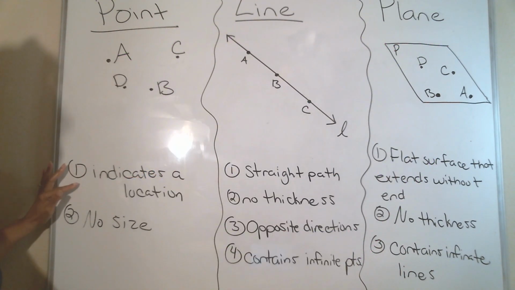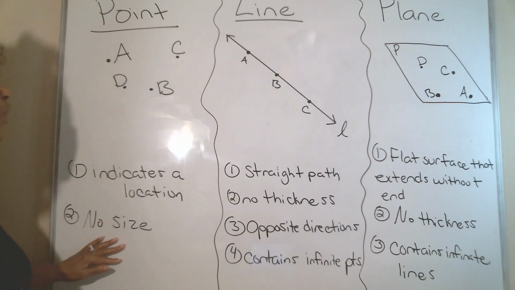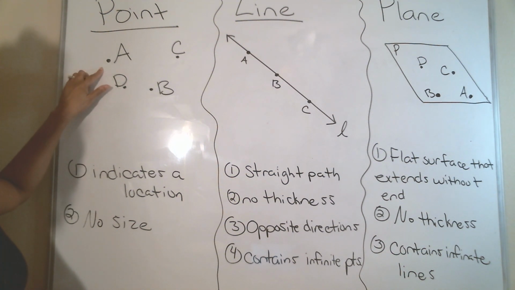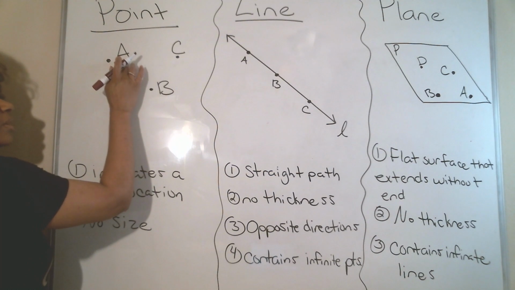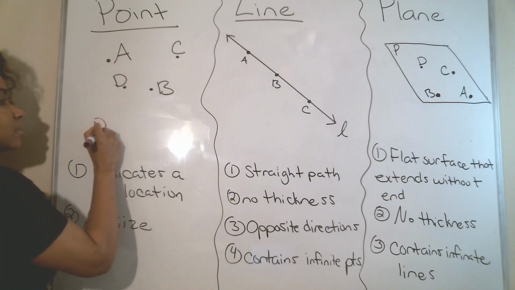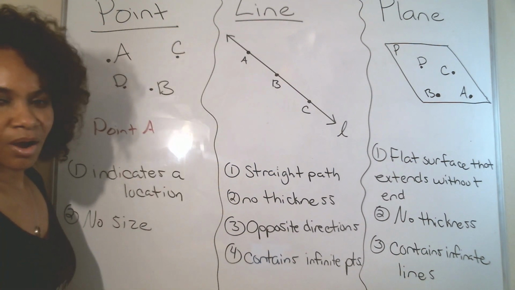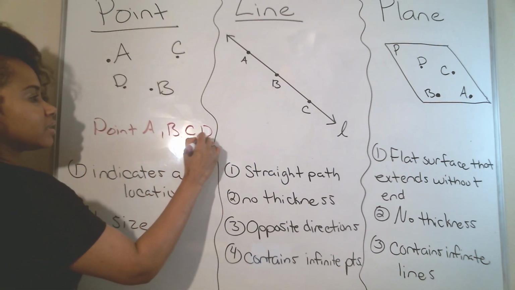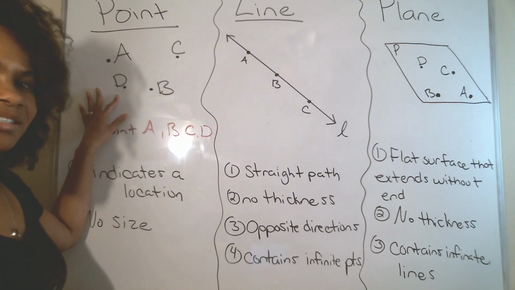A point indicates a location and it has no size. The way you name a point is just by using the capital letter next to the point. So we have points A, B, C, and D. I could just call this point A, or if I wanted to name all of them, I could say point A, B, C, and D. So the way you name a point is just by the capital letter that is next to the point.